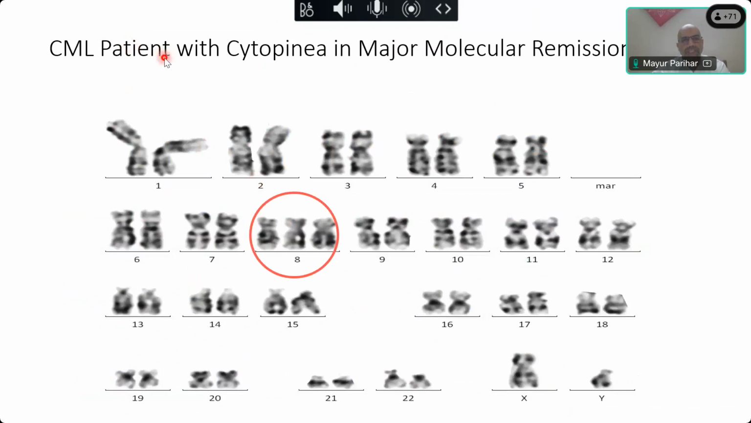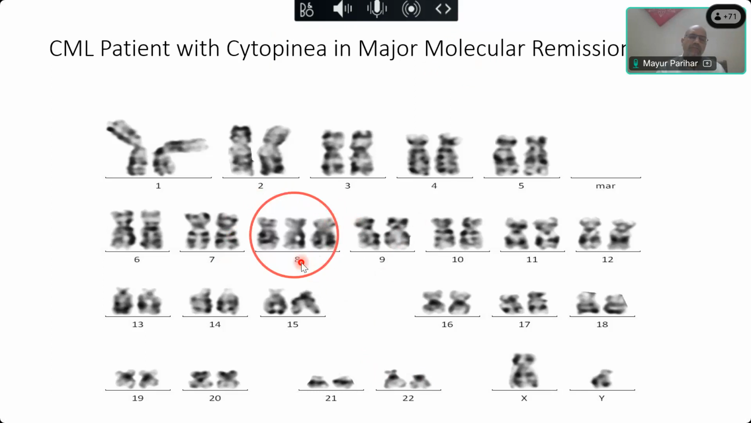Now this was a patient of CML who was showing major molecular remission on the BCR-ABL real-time quantitative PCRs. He was having persistent cytopenia, so the karyotyping was sent to us, and what we saw was that the 9;22 translocation was not present. That means the imatinib, or the tyrosine kinase inhibitor, had worked. That's why the patient was in molecular remission. But there was a new clone which showed a trisomy 8.